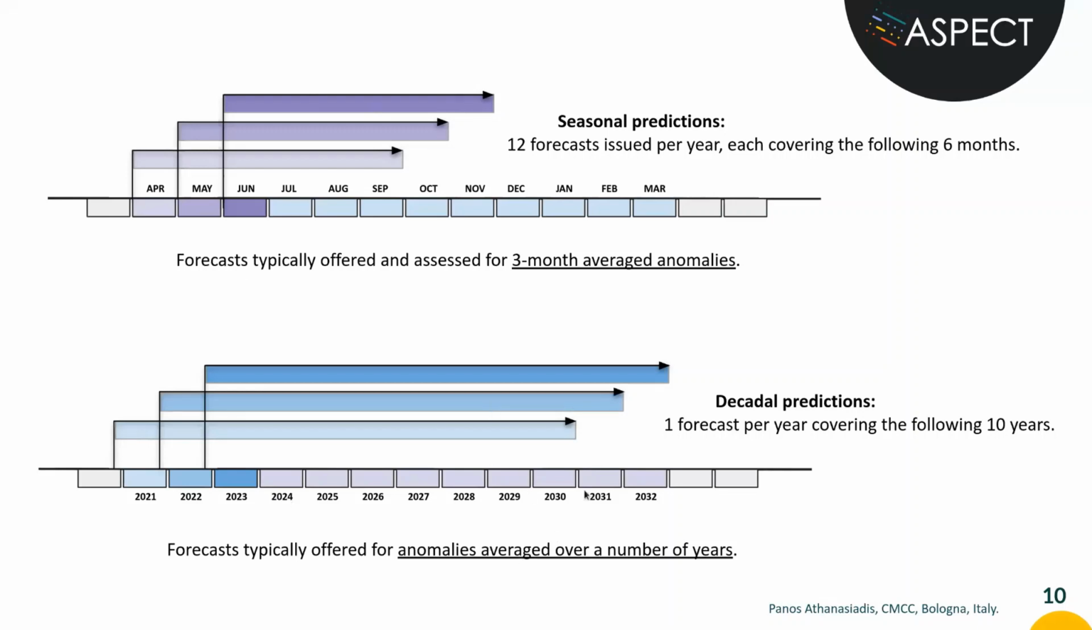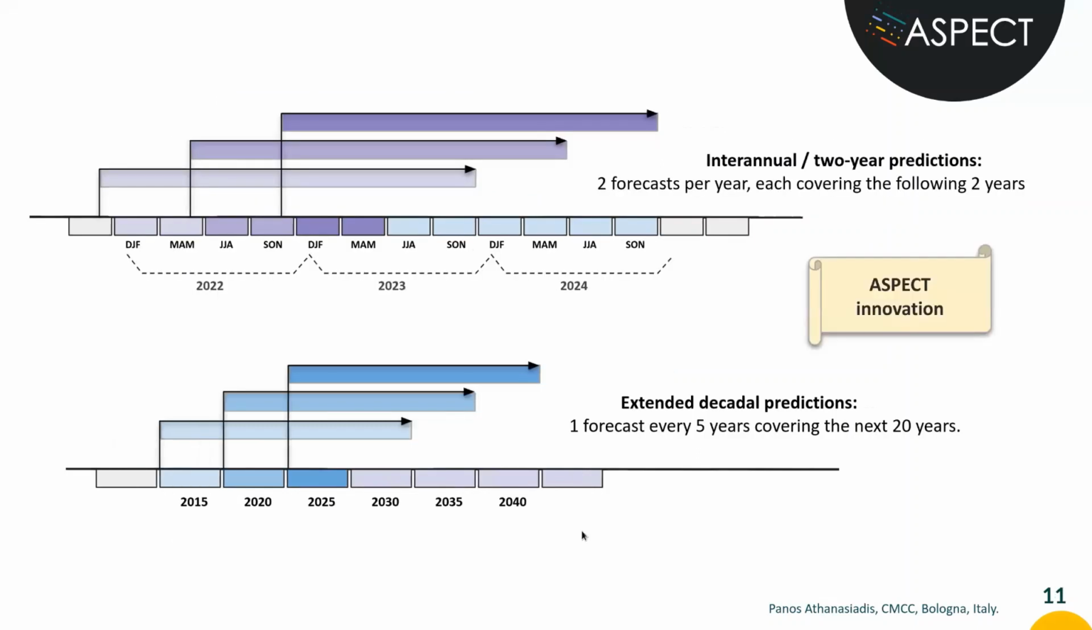Then in the lower part, I show decadal predictions. Decadal predictions are produced once a year, and they cover the following 10 years. These are typically offered and assessed in terms of anomalies averaged over a number of years. So the new things that will come in ASPECT, as Magdalena was mentioning earlier, is on the top, what we call extended seasonal predictions or interannual predictions. This will be produced twice a year, initialized in November and May, and will cover the following 2 years. So this comes to fill the gap between seasonal and decadal, and will meet also various needs expressed by end users.